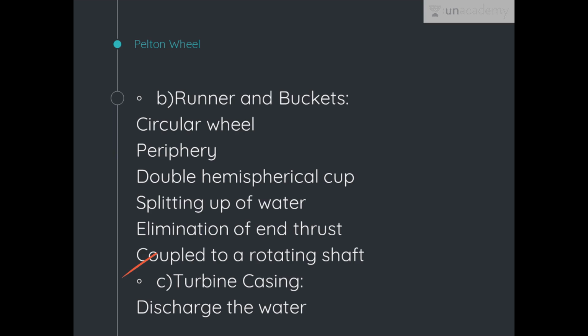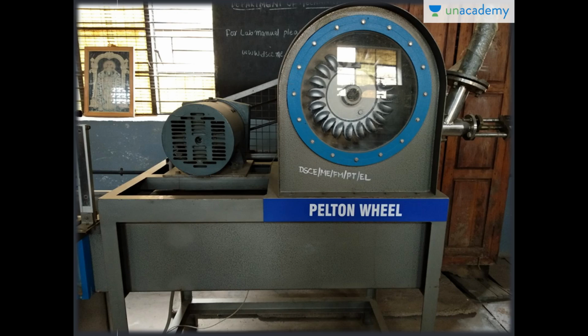The flow of water is what I have shown here. The flow of water actually flows like this. The impingement of water, the high velocity water, flows like this.